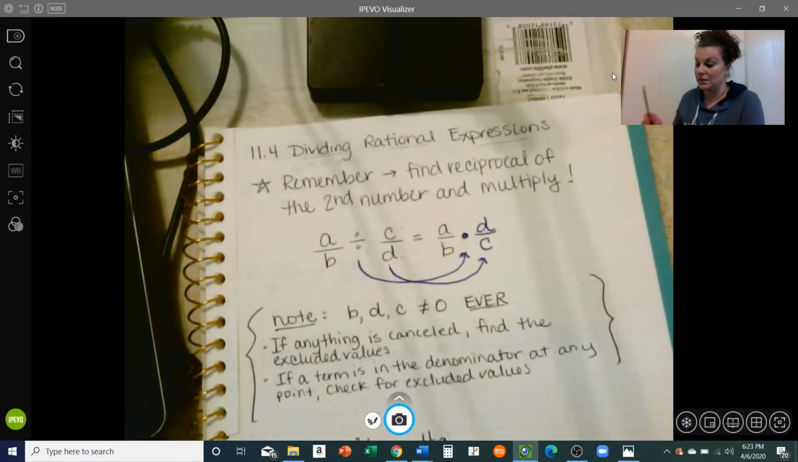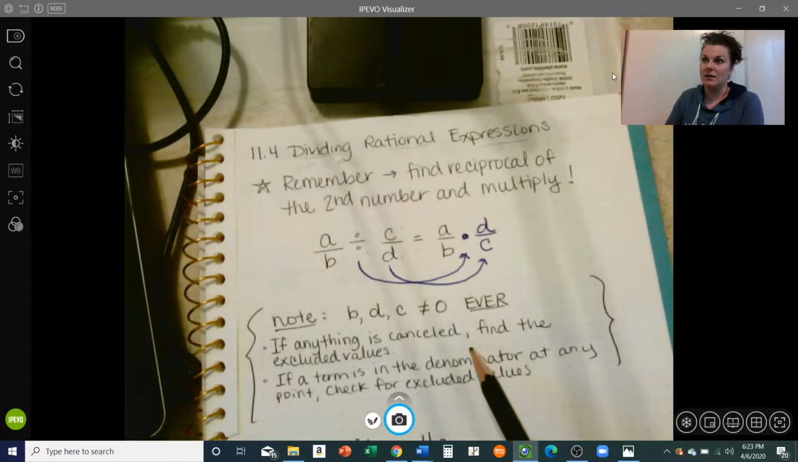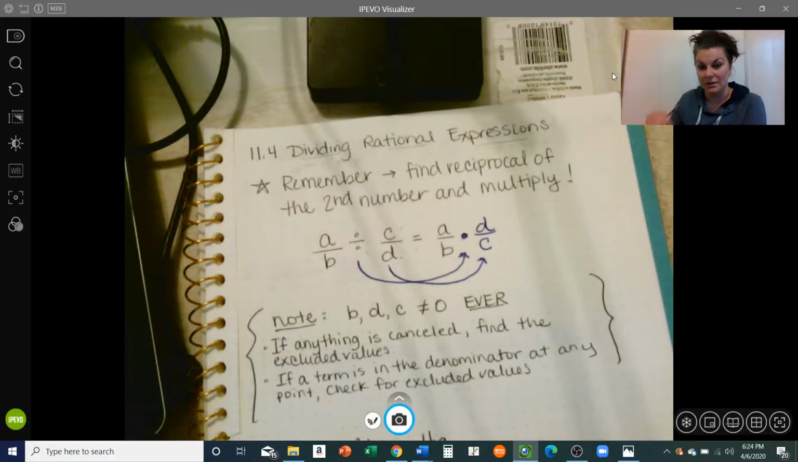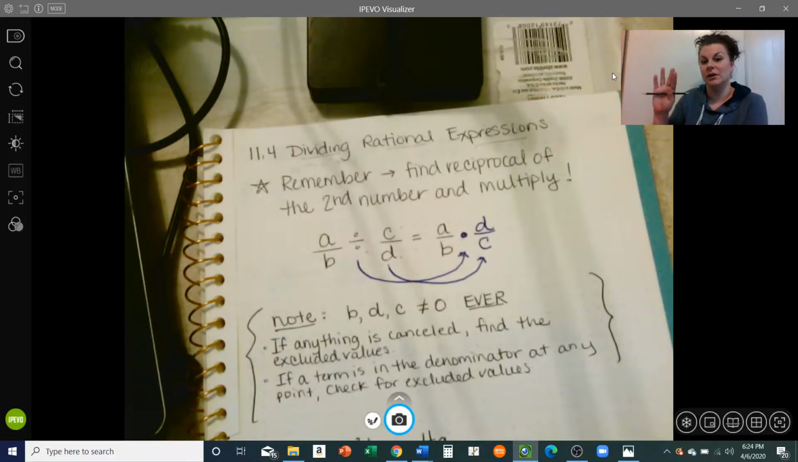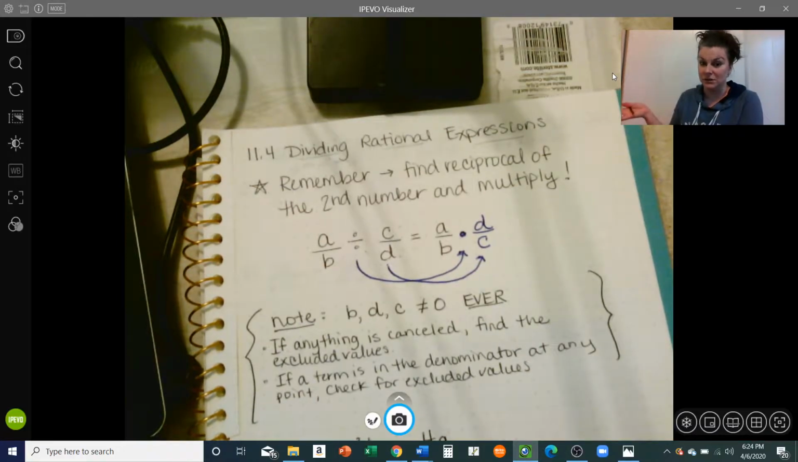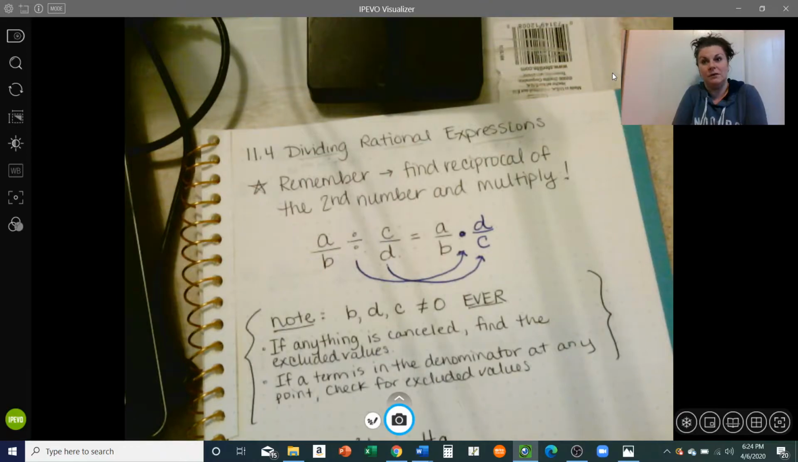The trick is that if at any point something is in the denominator before the end of the problem, and it either is moved from the place of the denominator or canceled from the denominator, then it needs to be an excluded value if it's a variable. So if it's just a number, it doesn't matter. But if it's a variable, it matters.